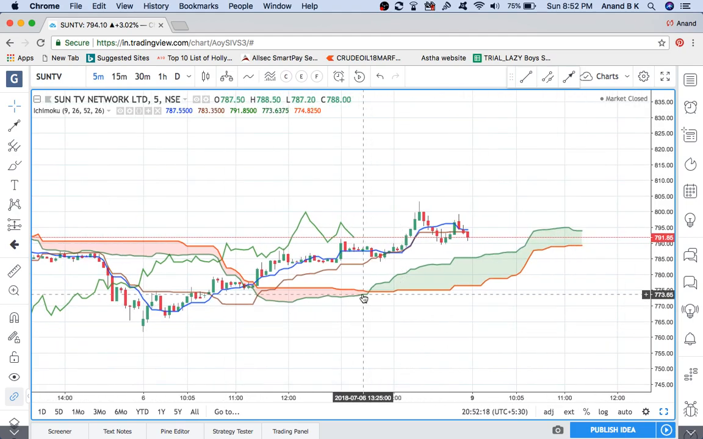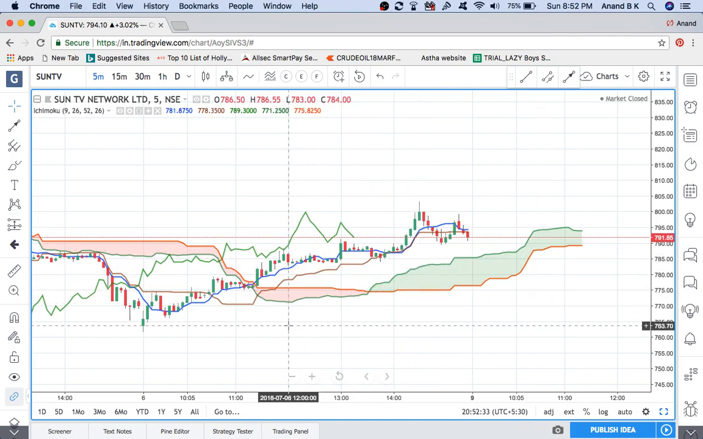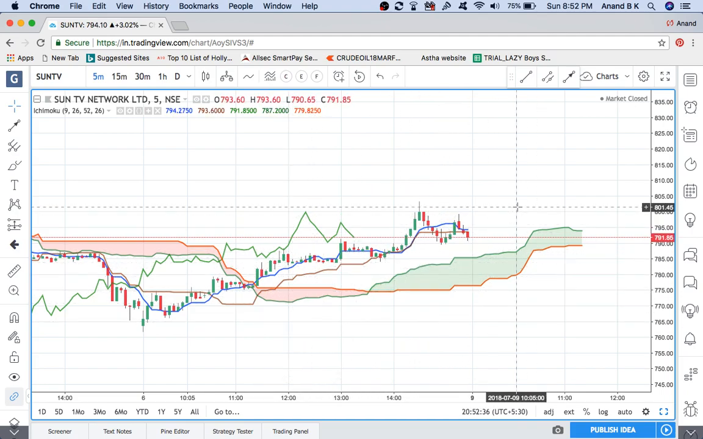Similarly, when the average of the conversion and the baseline crosses over the 52 period leading span B, this is called leading span A. So when the leading span A takes over and comes on top, that is an indication of an up move. Again, these are completely dependent on what time frames you are looking at.